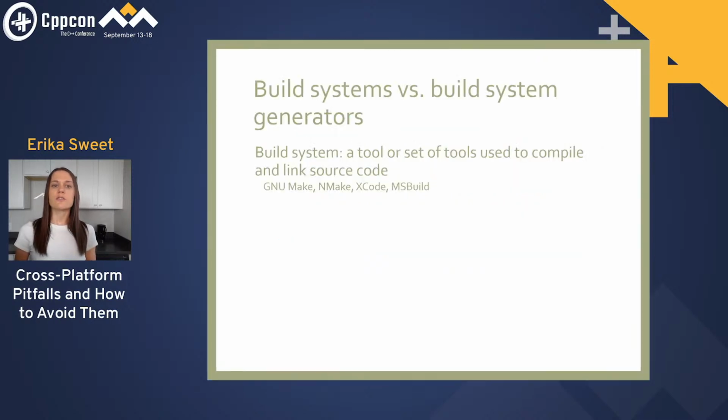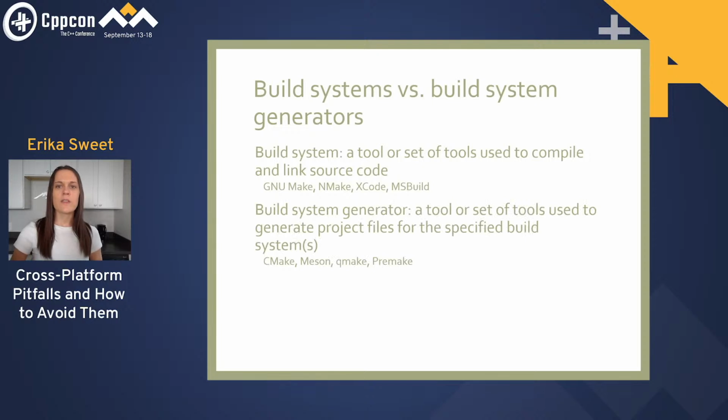Let's start by differentiating between build systems and build system generators. A build system we can define as a tool or set of tools used to compile and link source code. Oftentimes these build systems will only run on a subset of operating systems. Popular examples include all the different flavors of Make, as well as build systems that are tied to an IDE like Xcode or MS Build.